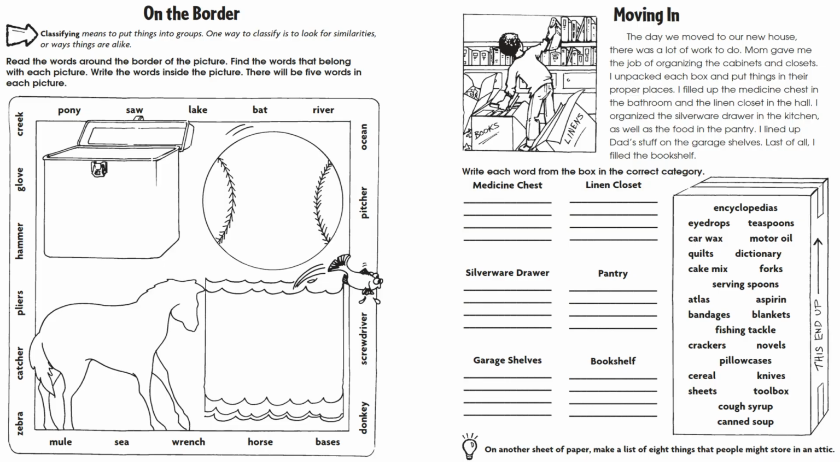For example, cough syrup probably belongs in the medicine chest. Forks and spoons probably belong in the silverware drawer. Books like novels and encyclopedias probably belong on the bookshelf. When you classify, ask yourself, where does this item belong? What other items is it similar to? Pause the video now and complete both classification activities. When you are finished, continue to the next page.